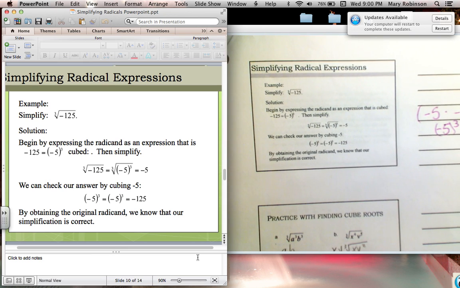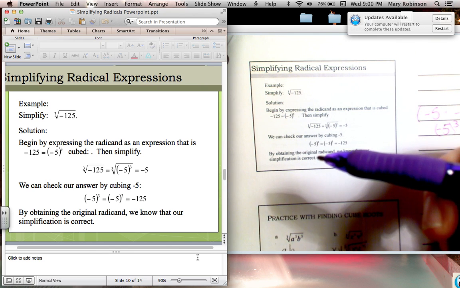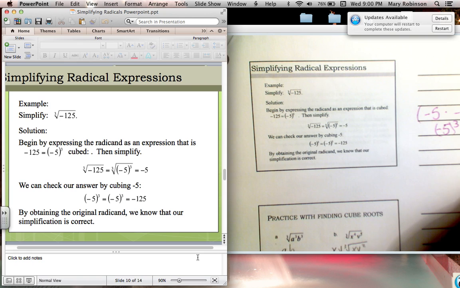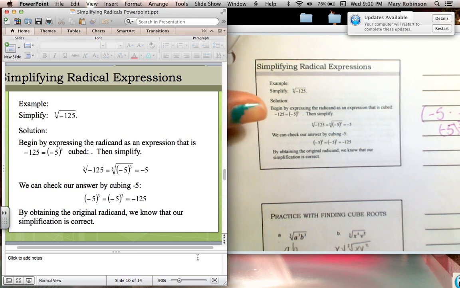So notice that with square roots, you cannot take the square root of a negative number, because no 2 of the same number will give you a negative number. But with cube roots you can. If you have a cube root of a negative number, you can do that, because 3 negative numbers multiplied together still give you a negative number. So we'll practice a few of these.